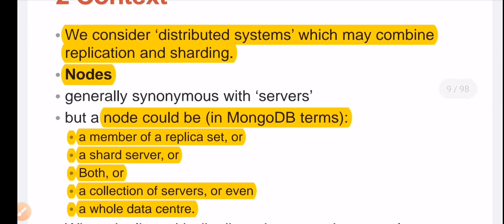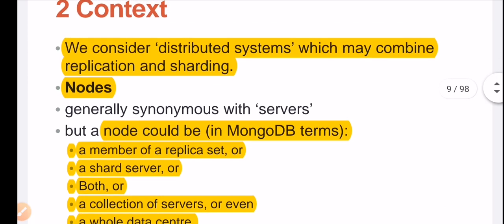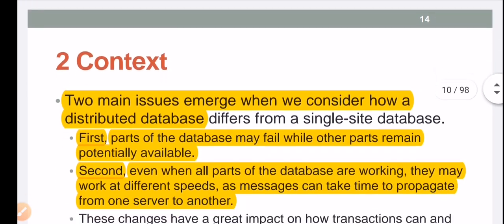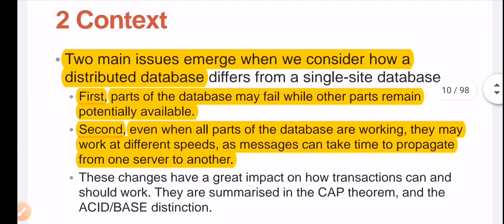We consider a distributed system, which may combine replication and sharding. This is the important part of our session today. What is a distributed system that we may use, which has both replication and sharding that we have discussed before? The term node could be given in MongoDB to any of the following: a member of a replica set, a shard server, both of them, a collection of servers, or even a whole data center can also be known as a node.